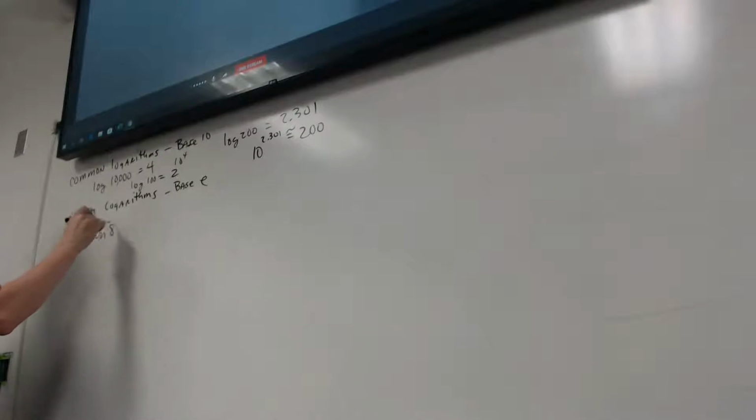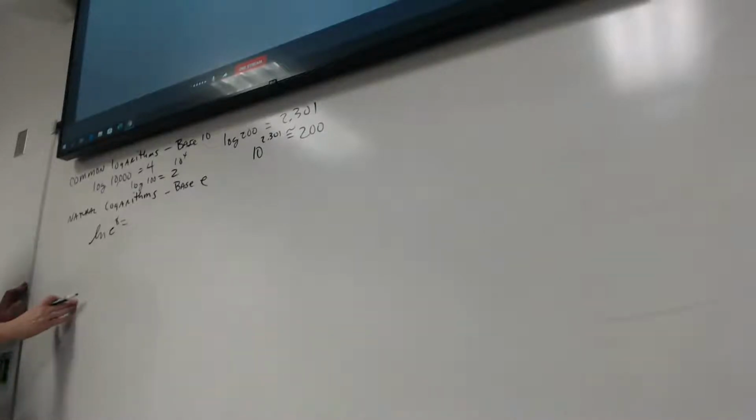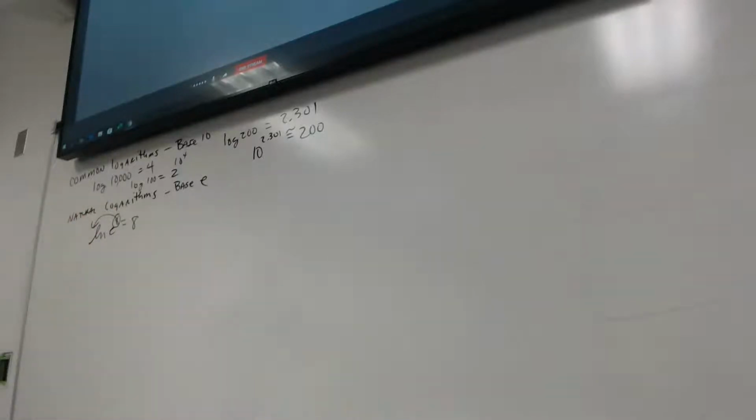So natural logarithms are base e. They follow all the same logarithmic properties we've been using. If I have the ln of e to the 8th power, you should be able to do that without your calculator, Andrew. You would get 8, very good. Can you just pull that out front? And the ln of e is 1, because it's the same base, right?